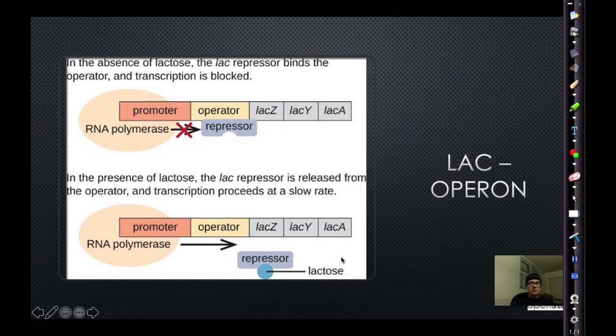So this is called an inducible operon, because if there is no lactose present, you do not want to be making the genes to break down lactose, because there is no lactose present. If there is lactose present, you do want to be making the genes to break down lactose so that you can use it for a source of energy.